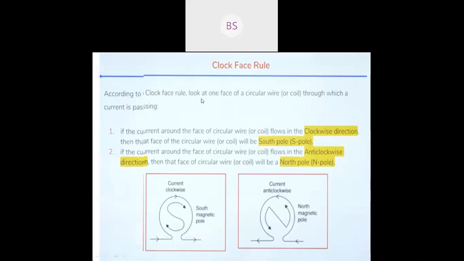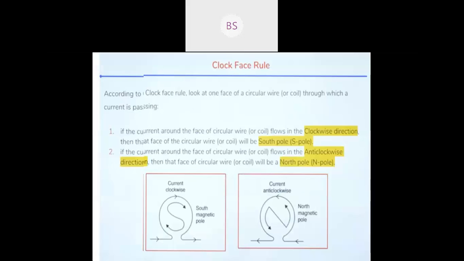Now we can study this with the help of polarities at the faces of a loop carrying current. It is the clock face rule: clockwise current, south pole, and anti-clockwise current, north pole. It is given in the textbook, you can go through it. Looking at the face of the loop, if the current in the wire around that face is in anti-clockwise direction, the face has north polarity, while if the current at that face is in clockwise direction, the face has south polarity. They are mentioned here.